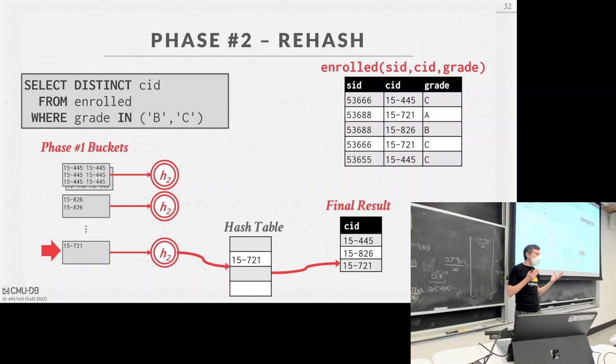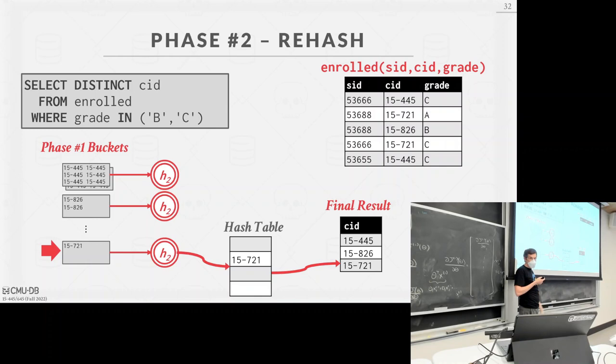Again, the key idea here is that in the first phase we've already hashed the keys and split them up into these different partitions. So as I'm scanning down to this second partition, I know there's not going to be a 721 up over here. I can throw away the first hash table, because the hash function, since it's deterministic, is not going to incorrectly put a 721 up here. It can only be in this partition down here.